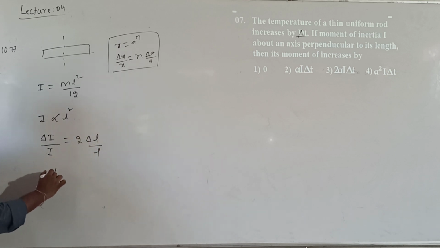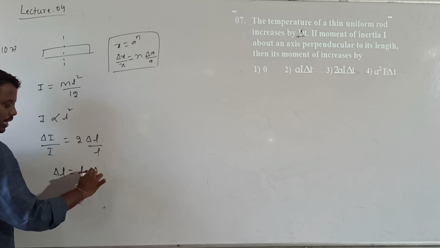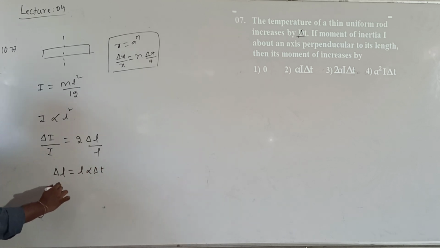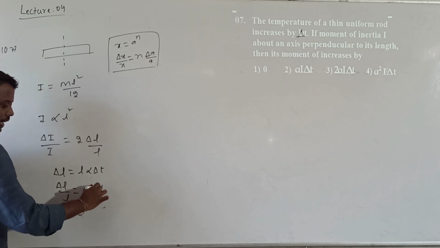Where delta L is the linear expansion. What is the delta L value? L into alpha into delta T. So delta L by L, the fractional increase in the length, will be given by alpha into delta T.